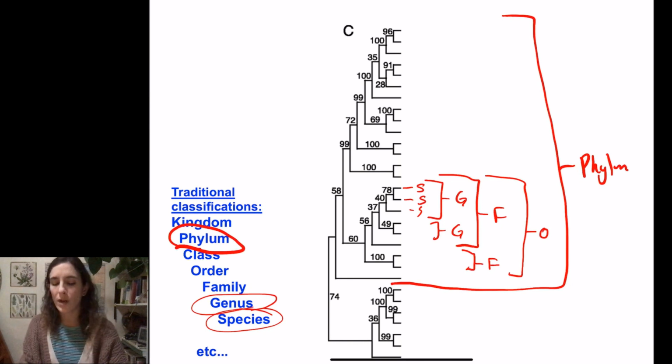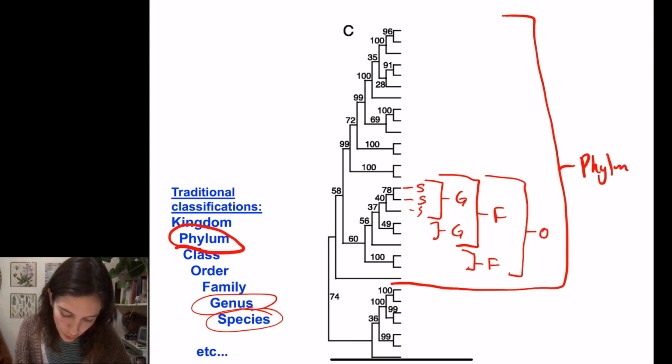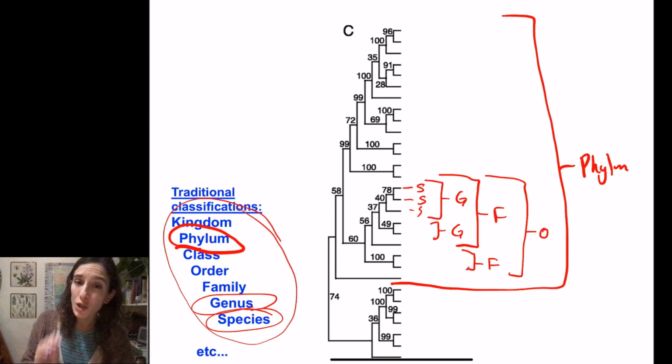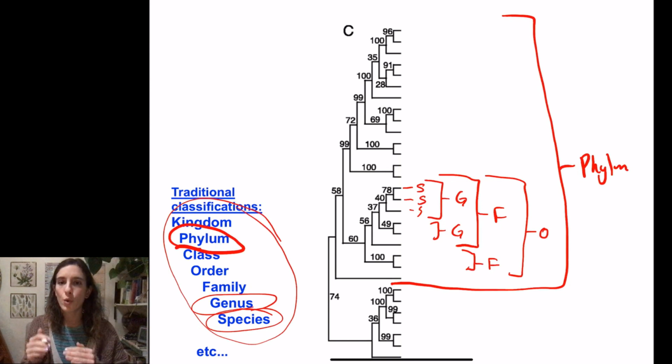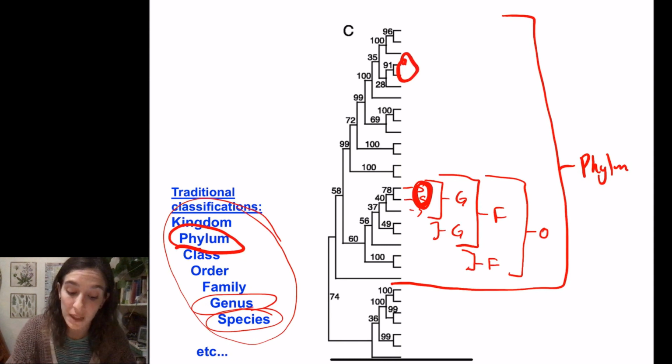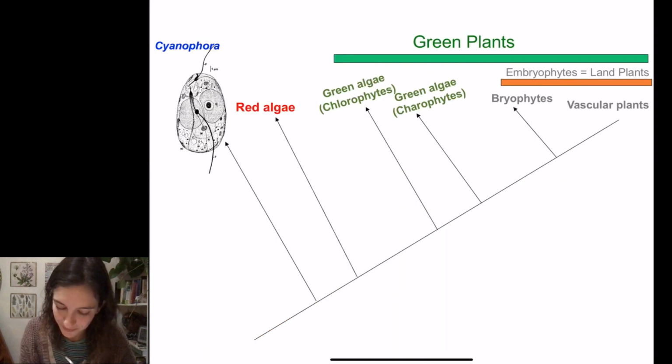I just wanted to use this random cladogram with random terms here to show you that all of these traditional classifications are useful because they show nestedness. They show that we've got groups within groups, implying relatedness. So these species are more closely related to each other than species of some other genus over here. Okay, cool. Moving on.